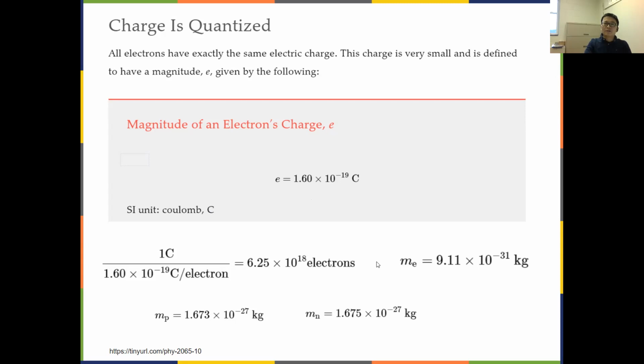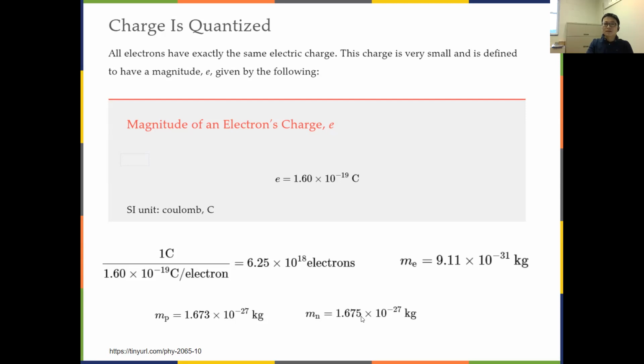Other quantities. So e, this is a fundamental constant. Okay, so that's one of the constant numbers. And other constant numbers you might be familiar with: the mass of an electron is 9.11 times 10 to the minus 31 kilograms. So that's a constant number. The mass of a proton is also a constant number, 1.673 times 10 to the minus 27 kilograms. The mass of a neutron is also a constant number, 1.675 times 10 to the minus 27 kilograms.